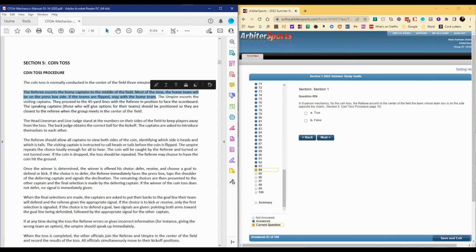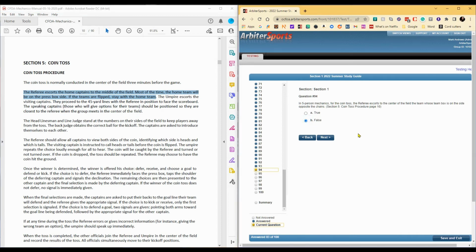So this is actually false. And to be honest with you, most referees do not do this. They stand in the middle of the field like the grand poobah and have the back judge and umpire bring the teams in. So anyway, it doesn't matter for the purposes of this question and the test. This is false. Okay.